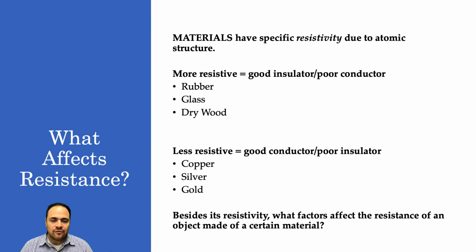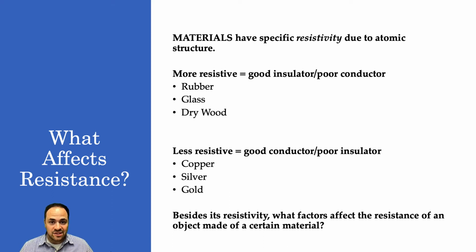Now, what affects resistance? Materials have specific resistivity due to their atomic structure. So different things like copper or silver or rubber, they all have different levels of resistivity. Something that is more resistive is going to be a good insulator but a poor conductor. It's not going to allow charge to flow very well. And these are things like rubber, glass, dry wood. Those are good insulators, not very good conductors.